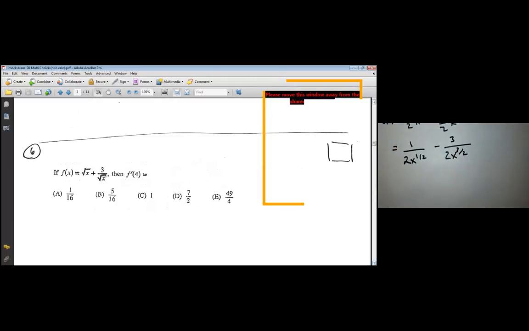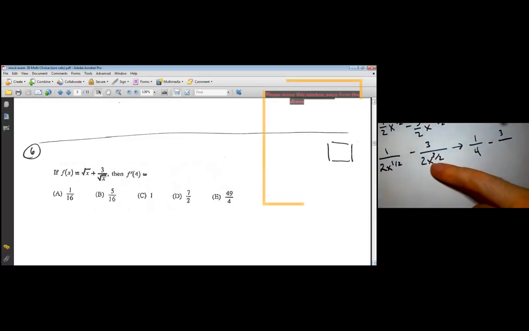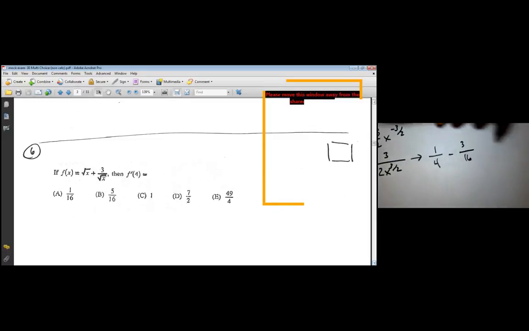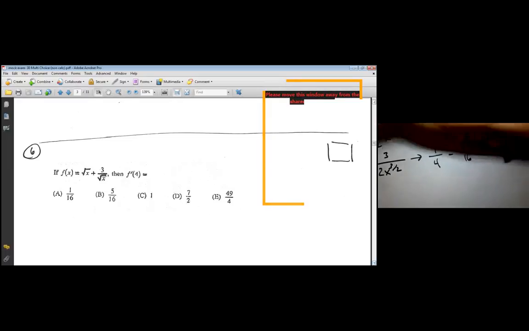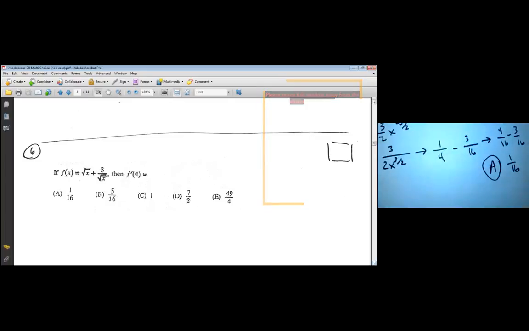And into that mess, we are plugging in 4. So that would be 1 over, if we put a 4 in there, the square root of 4 is 2. 2 times 2, we've got a fourth, minus 3 over, you put a 4 in here, square root of 4 is 2, 2 to the third is 8, 8 times 2, we've got 16. Common denominator of that, and you've really got 4 over 16 minus 3 over 16. I'm getting 1 over 16, choice A, final answer.